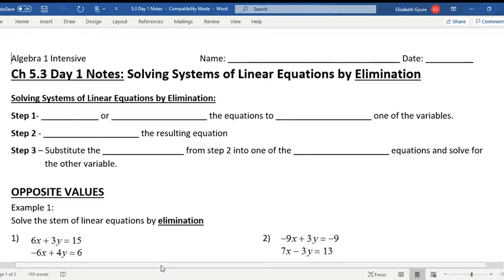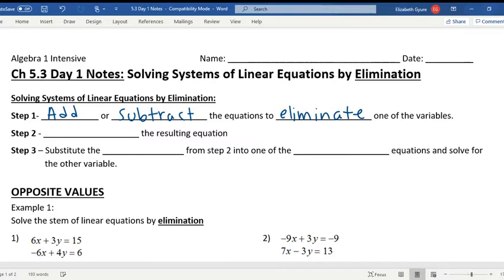What we do in a strategy like this is you add or subtract the equations to eliminate one of the variables. When I say eliminate, what does the word eliminate mean to you? Get rid of. It's gone, right? So basically, we try to get something to cancel out, okay? So think of things that cancel, like when you add or subtract.